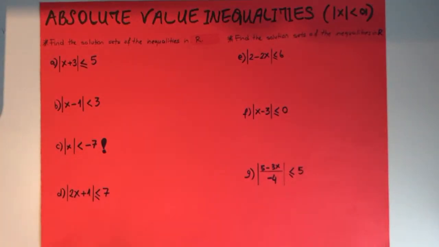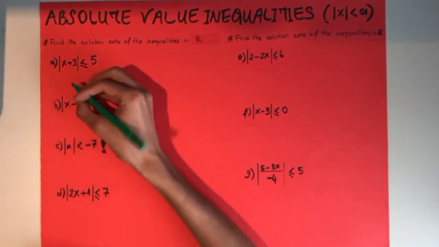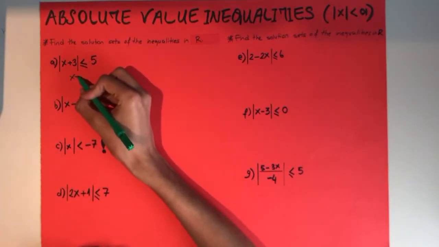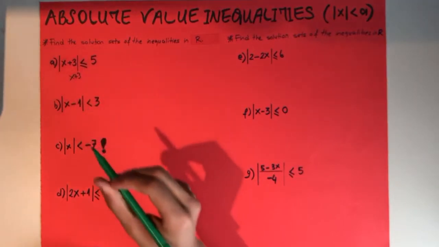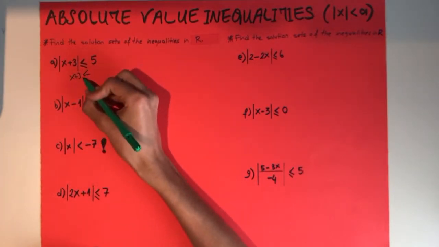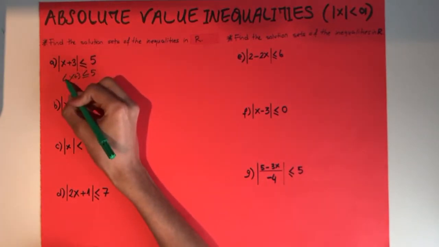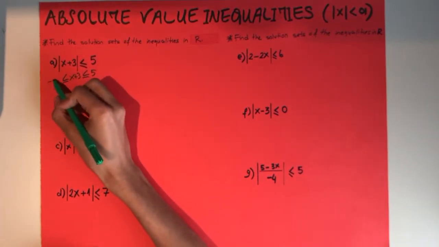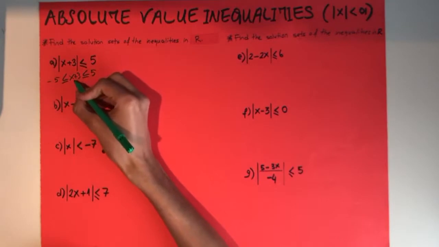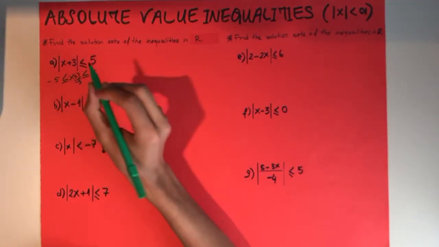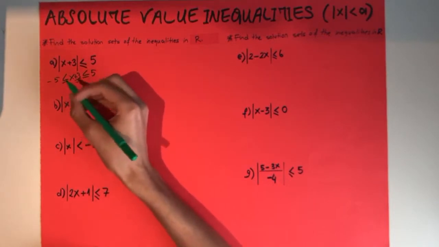Find the solution sets of the inequalities in real numbers. A. The absolute value of x plus 3 is smaller or equal to 5. This is so simple. We just write x plus 3 without the absolute value, smaller or equal to 5, and we add another smaller or equal to, but with a minus 5. And after this, to leave the x alone, we must add minus 3 to all parts.